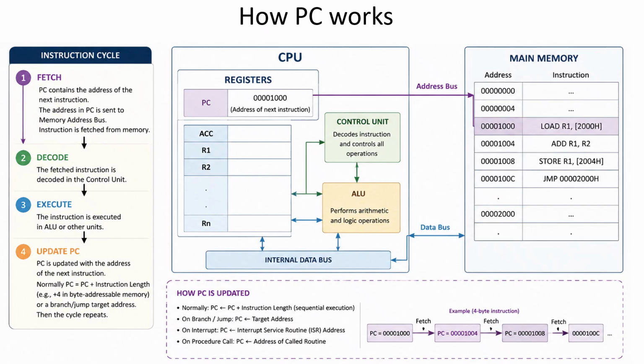So, students, the most important statement is: the PC always identifies where the CPU should fetch the next instruction from. Without the program counter, the CPU would not know the correct sequence of instructions to execute.